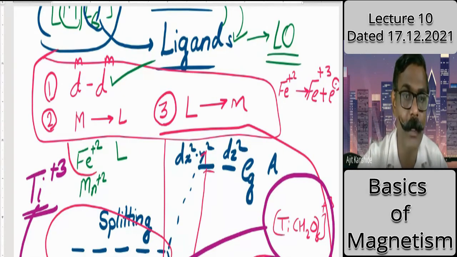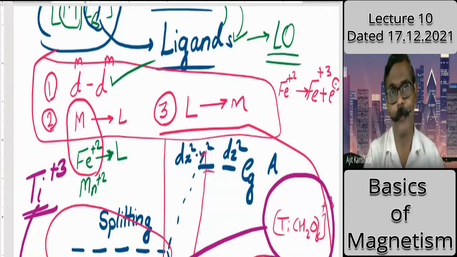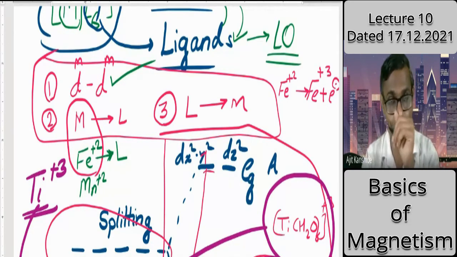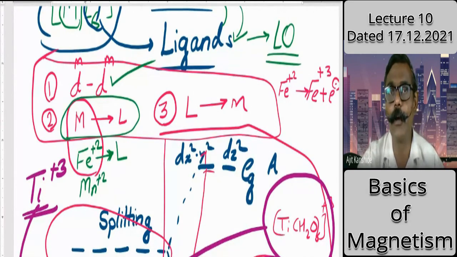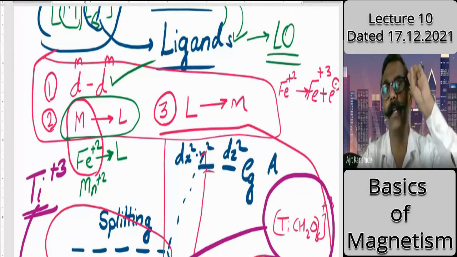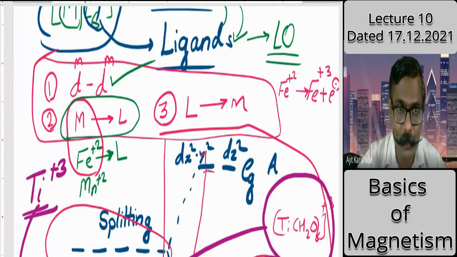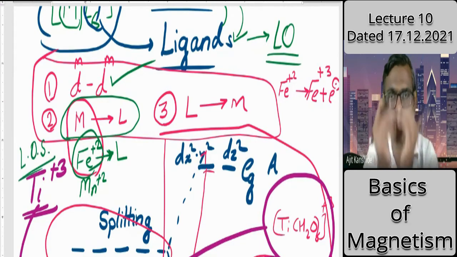So my point of interest is here. This Fe plus 2 has a tendency to give electron to ligand orbitals. So transfer from metal orbital to ligand orbital also comes, and that is the metal to ligand transition. So metal to ligand transition is also one of the reasons for the observance of color. For that, the metal should be in a low oxidation state. Ferrous is in a low oxidation state.